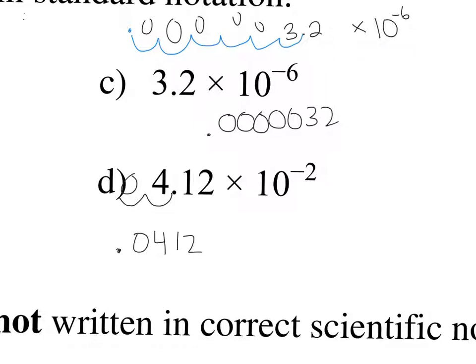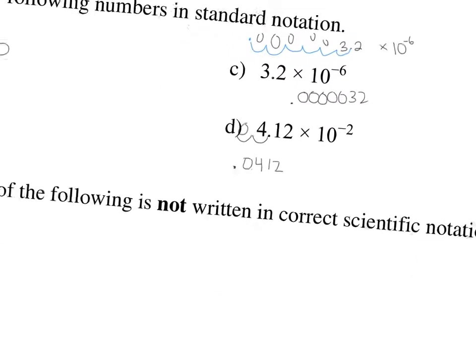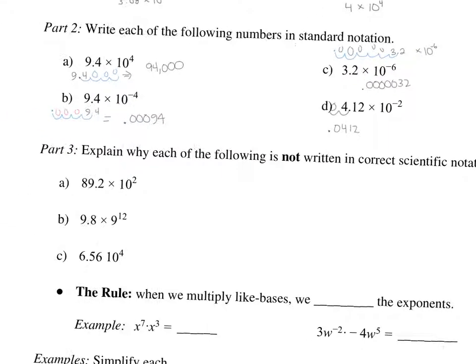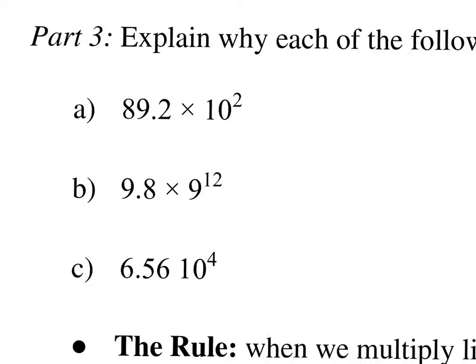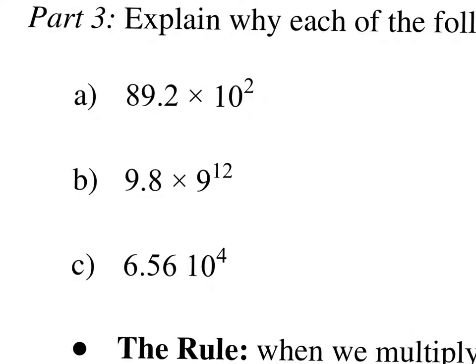So make sure you can go back and forth standard to scientific notation. Which of these numbers is not written in scientific notation? Or explain why each of these. So this one is not, because this number is not between 1 and 10. The number needs to be at least 1 and less than 10.